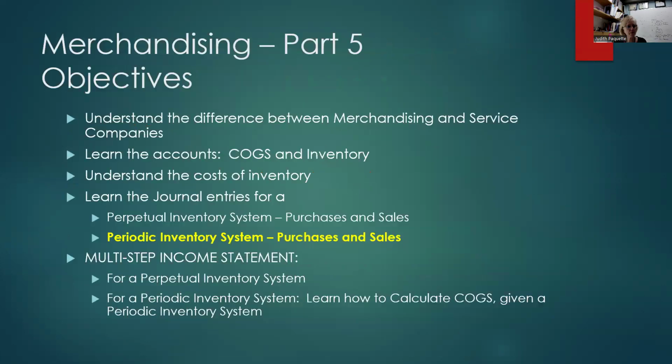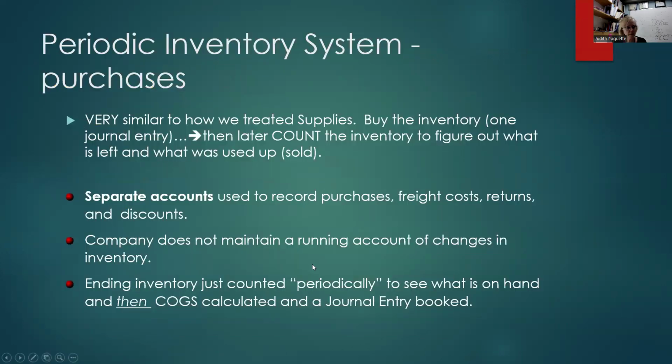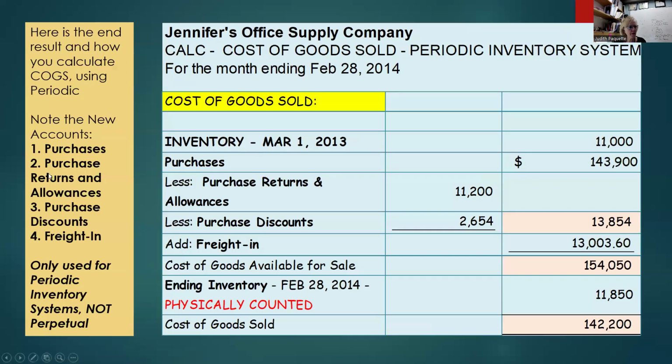Now, we talked about the sales transactions already, but now let's look at purchases. So we use separate 4 new accounts in periodic because we want to know what they are. They're purchases, purchase returns and allowances, purchase discounts, and freight in. So inventory plus purchases, less purchase returns, less purchase discounts, add your freight in, count your inventory, subtract it, and you end up with cost of goods sold.